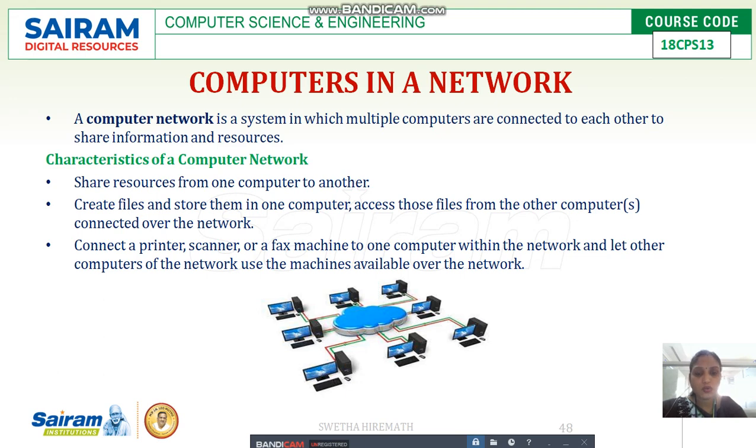They can sit at their own system and give a print command, and the print will be produced on the printer accessed by this computer, and the print can be obtained by this system. So that is how we are going to connect the different computer systems over the network. In this diagram you can see there are 8 computers connected over this network.